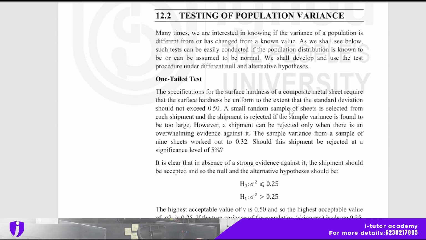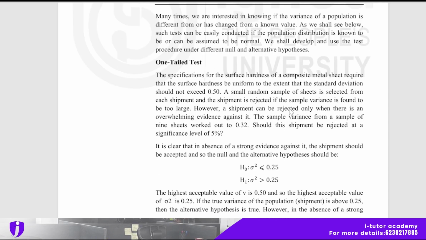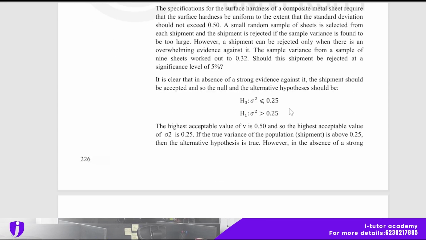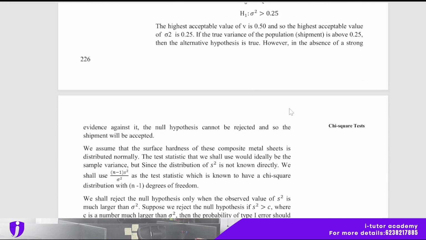One-tailed test. The specification for the surface hardness of a composite metal sheet requires that the surface hardness be uniform to the extent that the standard deviation should not exceed 0.50. A small random sample of sheets is selected from each shipment and the shipment is rejected if the sample variance is found to be too large. We assume that the surface hardness of this composite metal sheet is distributed normally.